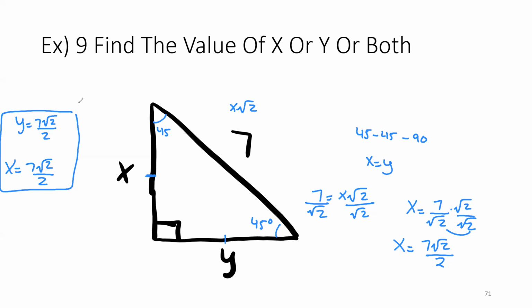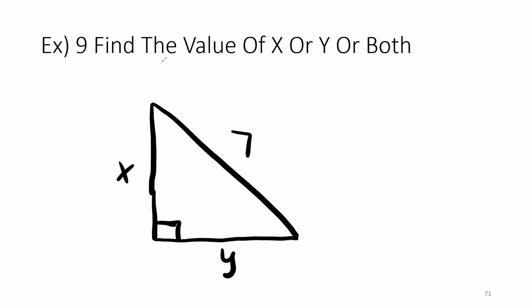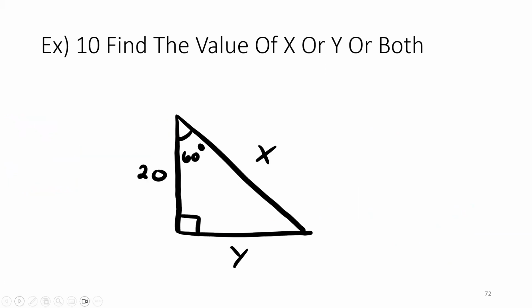Okay, let's do one last example. Okay, last one. Find the value of x or y or both. So let's first distinguish what kind of triangle this is. This angle is 60, so this angle right here must be 30, right? So this is a 30, 60, 90 triangle. They give us one leg, and we got to find the hypotenuse and the other leg. We got to find x and we got to find y, right?